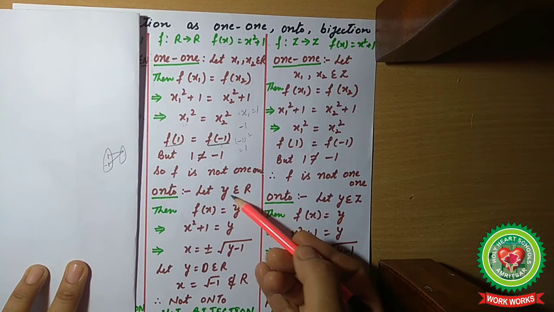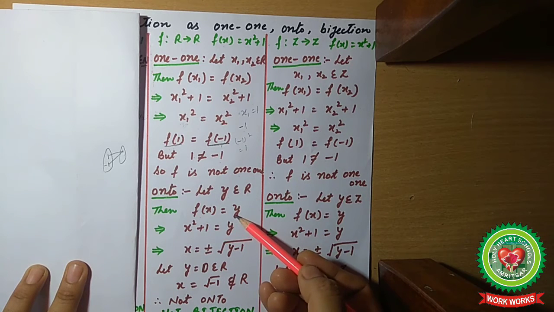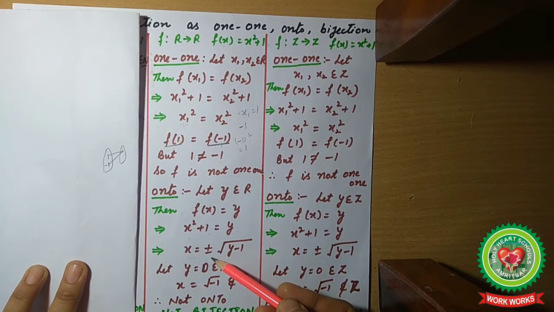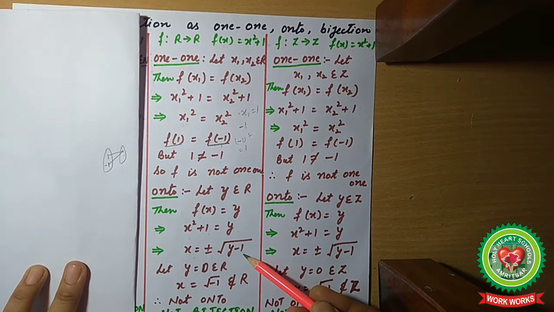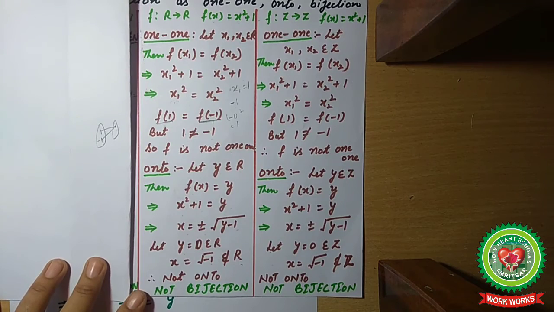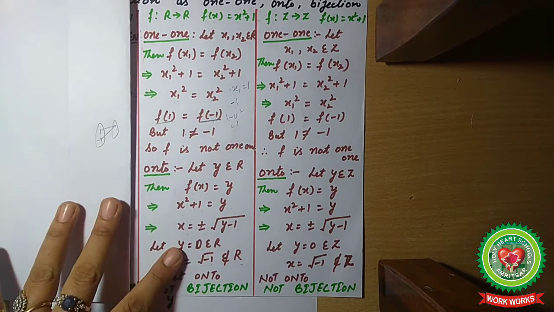Now for the onto function, we will take y belongs to R. So f(x) is equal to y, x square plus 1 is equal to y. So x is equal to plus minus under root y minus 1 there. Now if I am taking the value y is equal to 0, so 0 belongs to the real numbers. But 0 minus 1 is equal to under root minus 1. So the square root of a negative number is not a real number, which does not belong to the real numbers. That means it is not onto. If it is not onto, it is not a bijection.